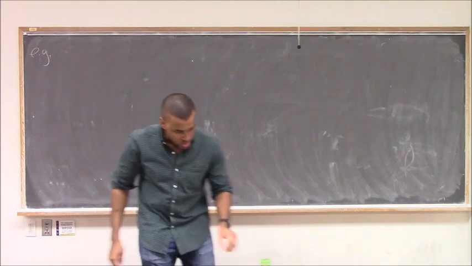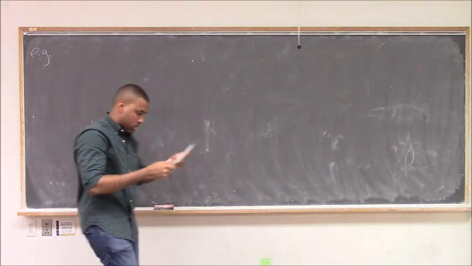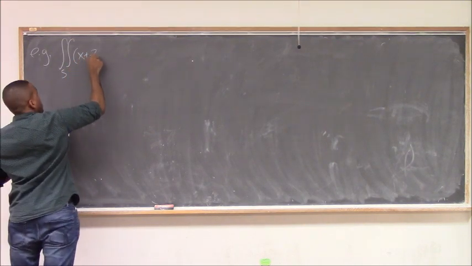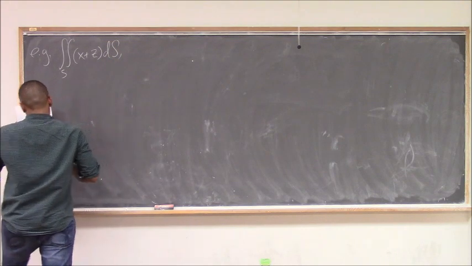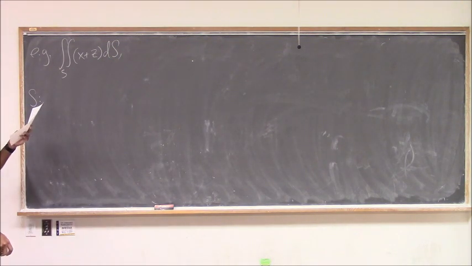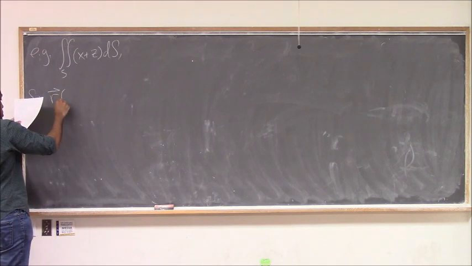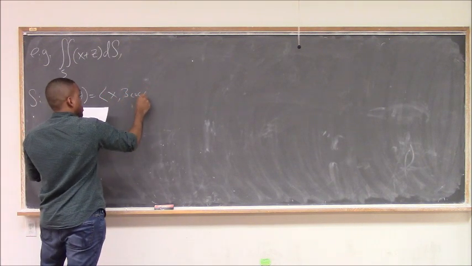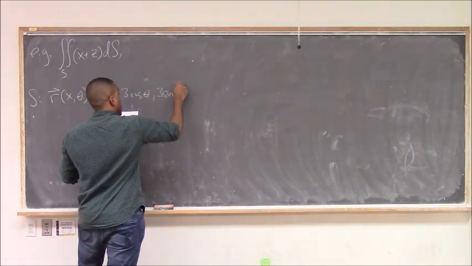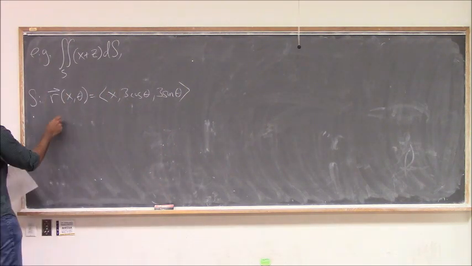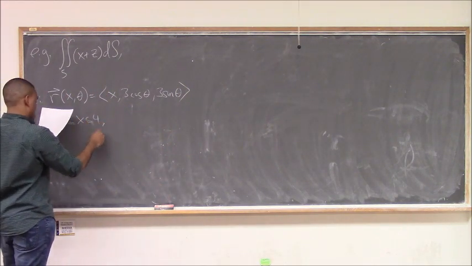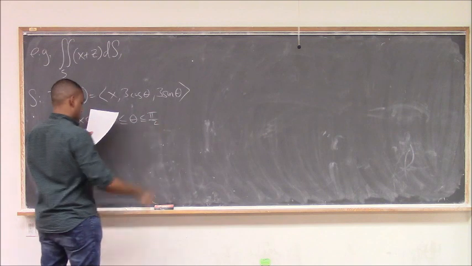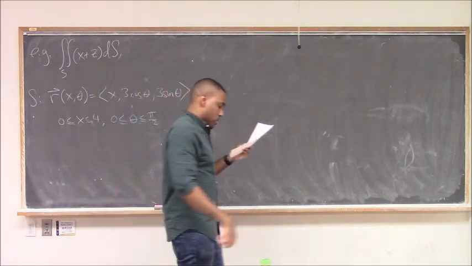Another example, computing a surface integral over a scalar field. The double integral of x plus z dS, where S is given by, let's say, a parameterization. R of x comma theta equals x, 3 cosine theta, 3 sine theta. Where my x goes between 0 and 4, so these limits are given. My theta goes between 0 and pi over 2.